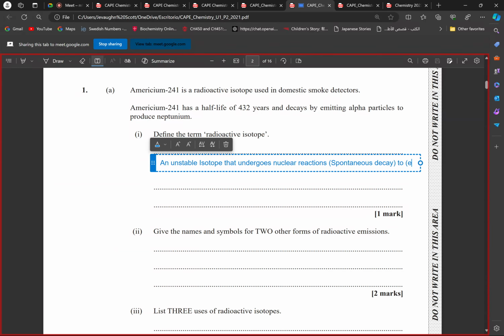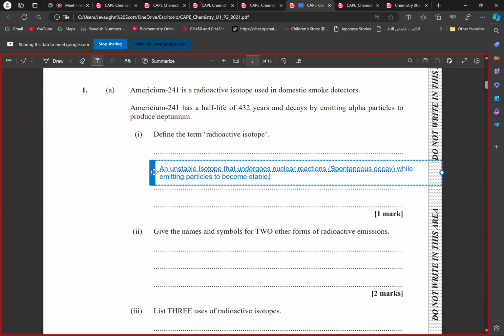Okay. But you can say while emitting particles to become stable. Hopefully nobody has an issue with that definition there.